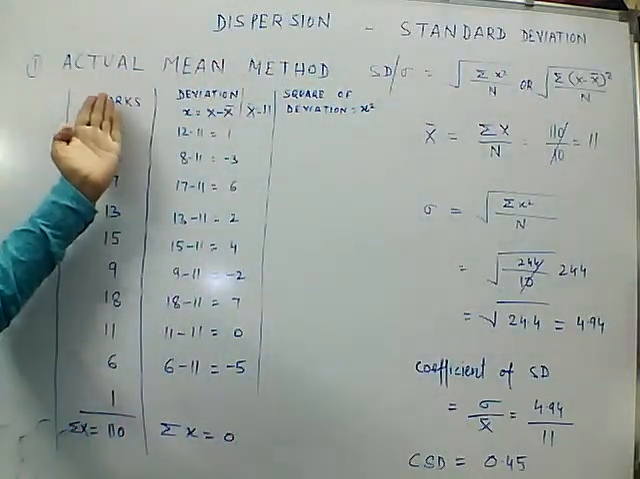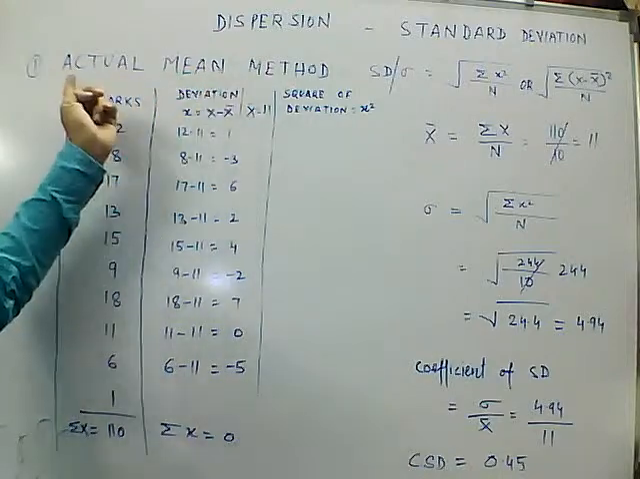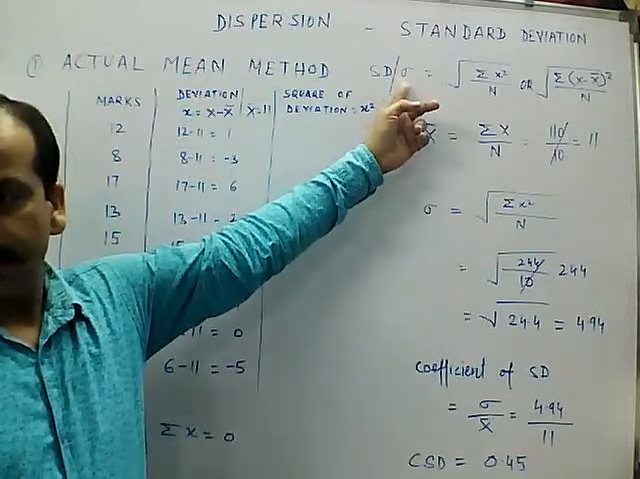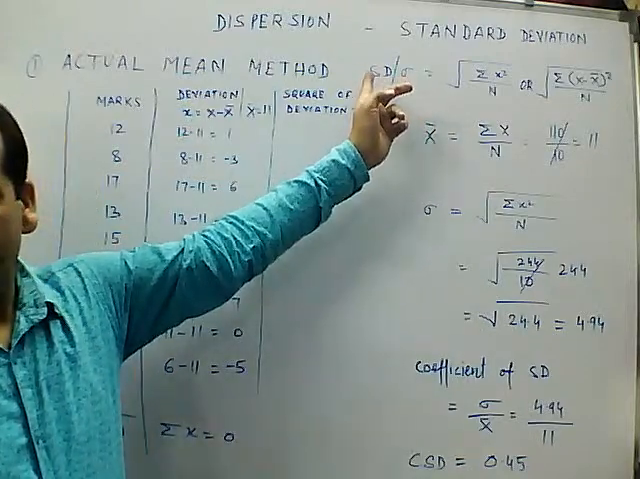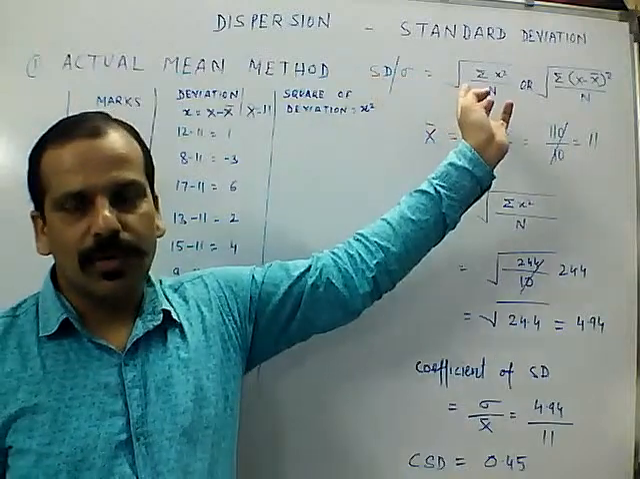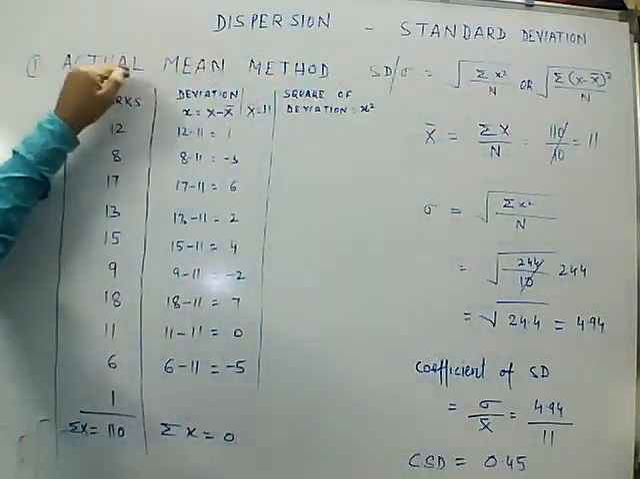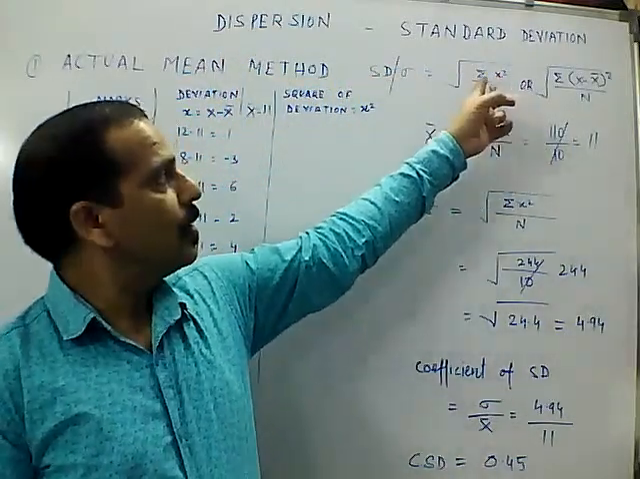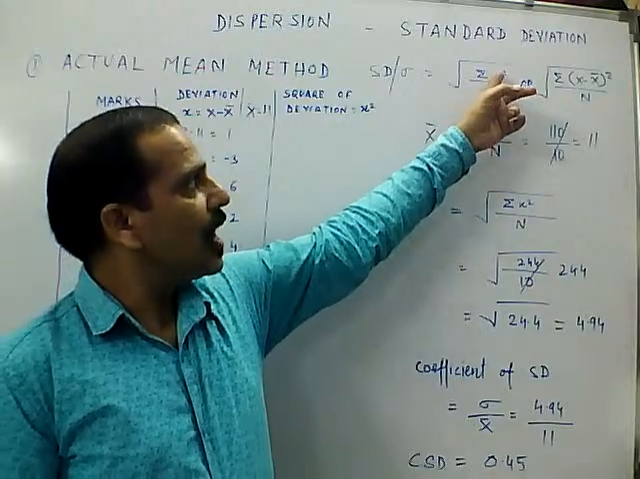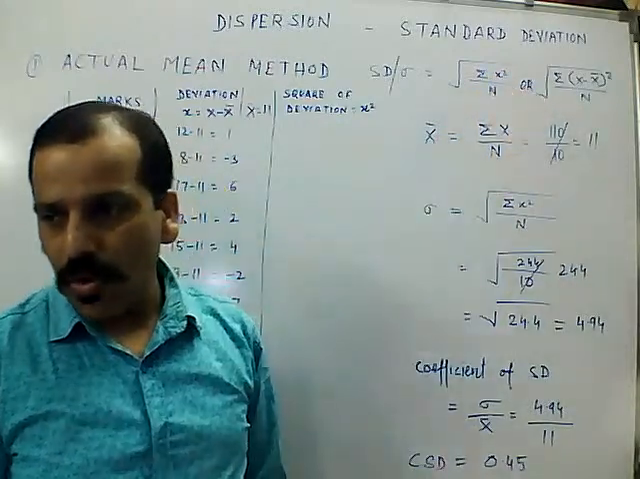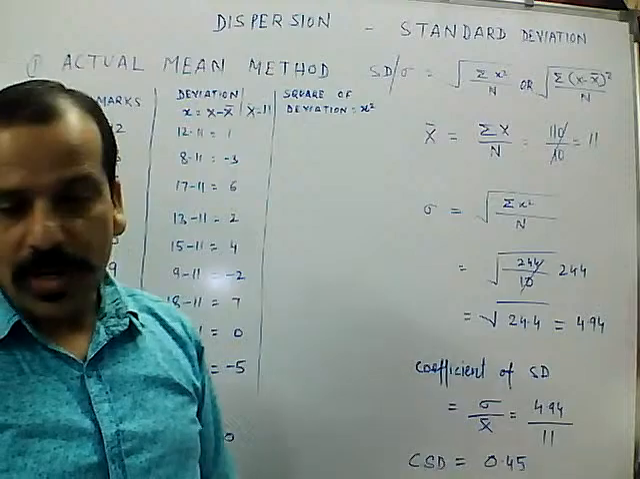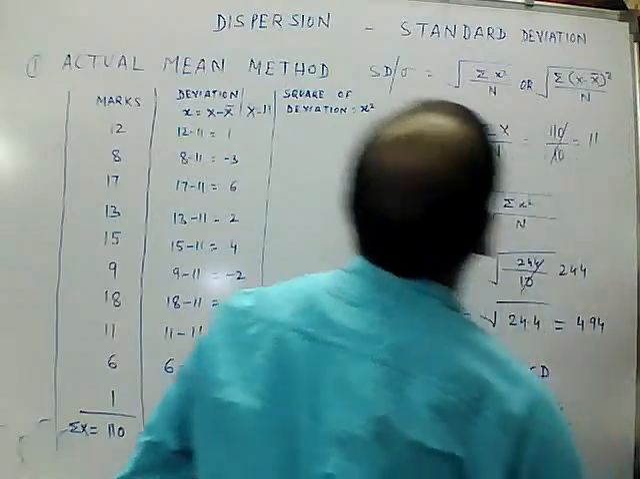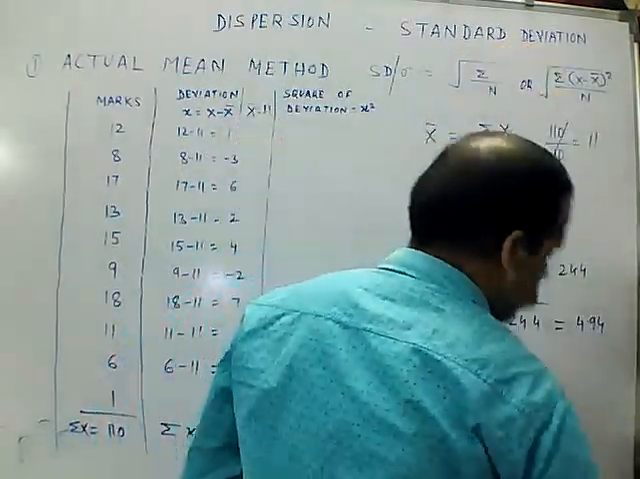The first method to calculate is the actual mean method. Standard deviation is also represented by sigma. You can write SD. SD means standard deviation or sigma, one and the same thing. In case of the actual mean method, the formula is under root summation x square upon n. This is a small x, small x square. Is it visible or not? If not visible, then let me write.